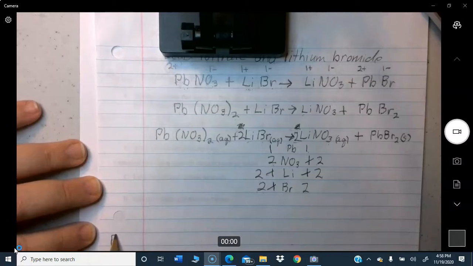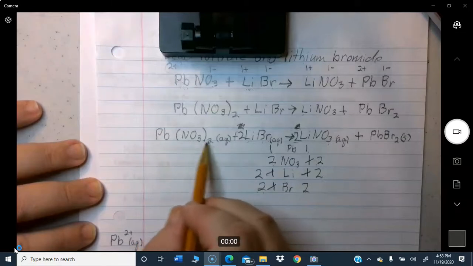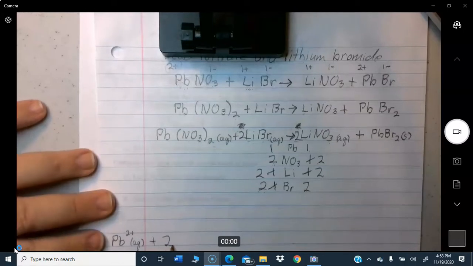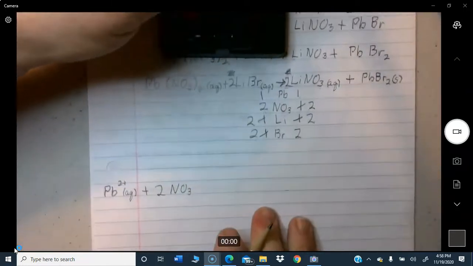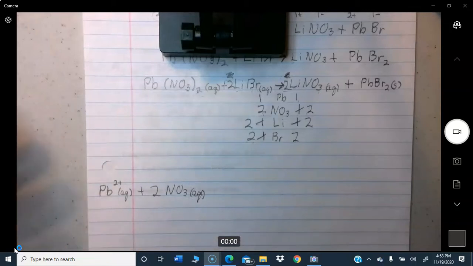So we have Pb. We said Pb was a 2 plus Pb, and that's aqueous at the beginning. And then you have 2 NO3s. Those don't stay together. Those break off into an NO3 and another NO3, 2 separate ions. So that's going to be plus 2, you put the 2 out in front, NO3. And once you do that, you don't have to put parentheses around the NO3 if you don't want to. And that's aqueous. Everything at the beginning on the reactant side has to be aqueous. It has to break apart.